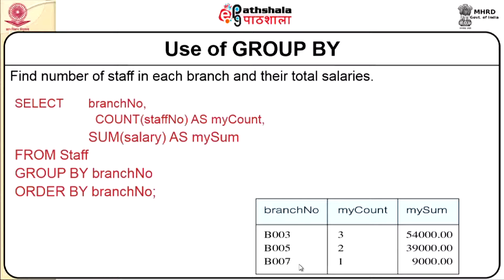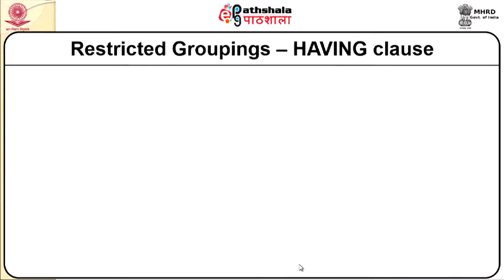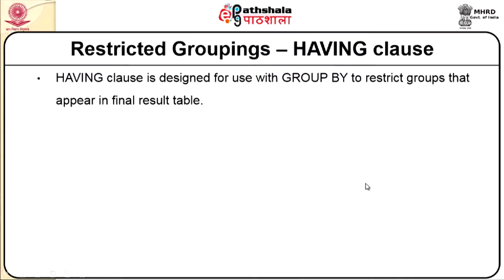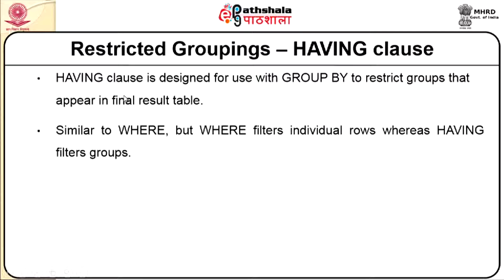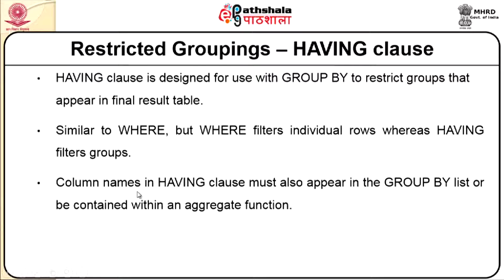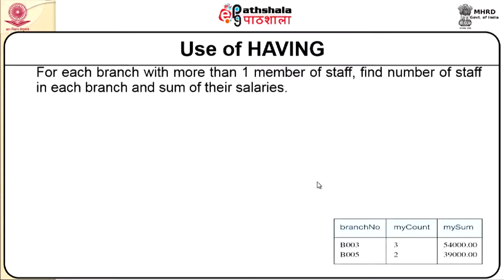So now that we are slowly progressing towards higher sets of queries, starting from select from, select from where, select from where order by, select from where having and select from where group by. Restricted groupings within the having clause. Having clause is designed for use with the group by to restrict groups that appear in the final result table. This is similar to where, but where filters individual rows whereas having filters groups. Column names in the having clause must also appear in the group by list or be contained within an aggregate function.